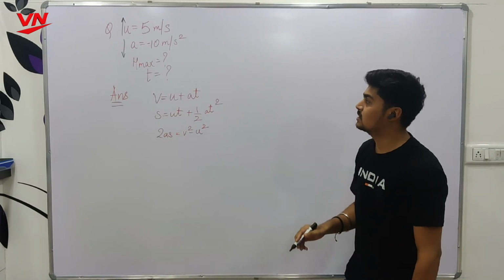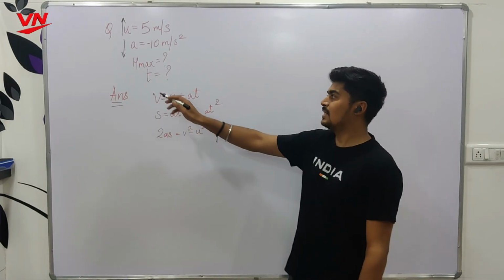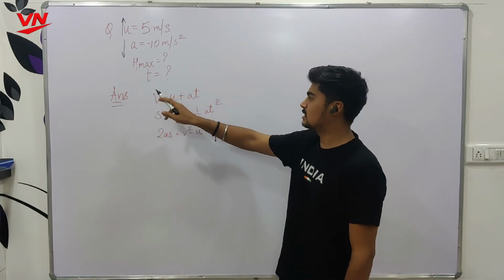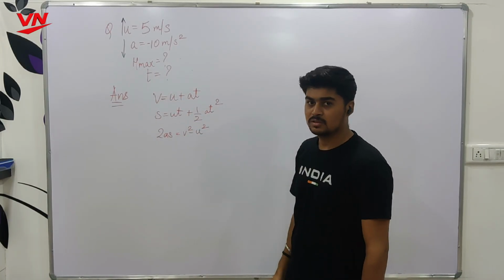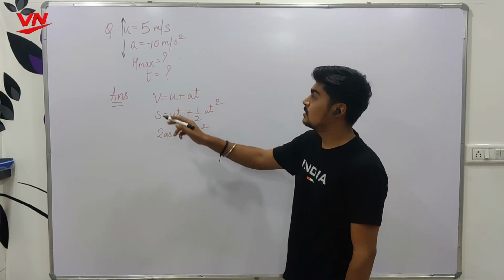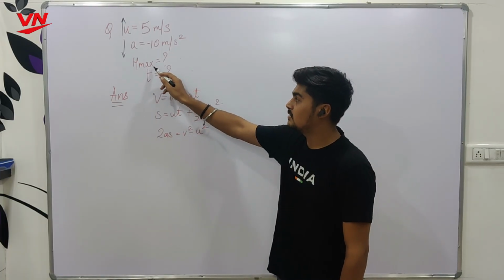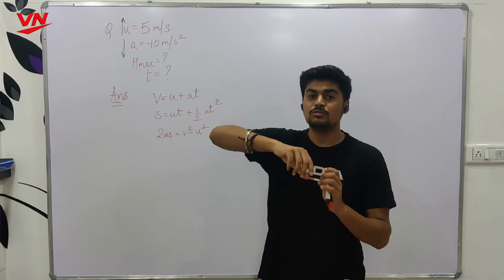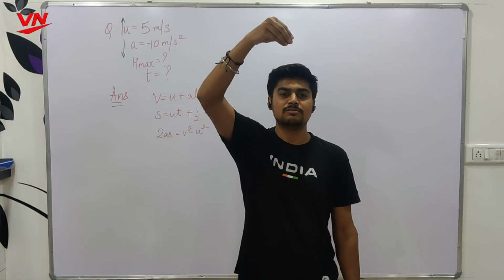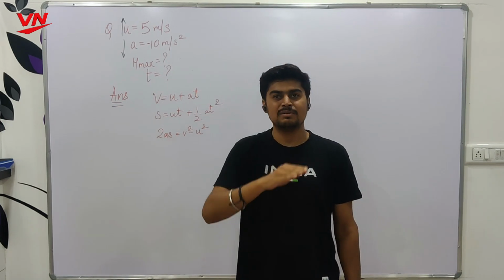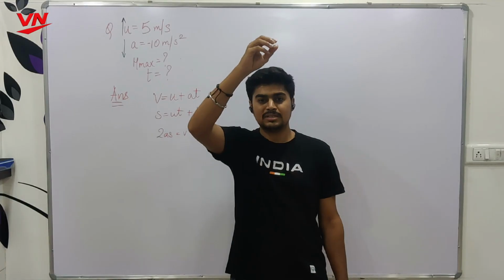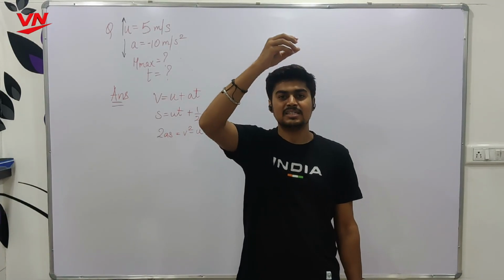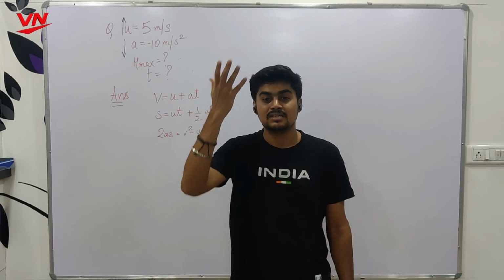Which will be the preferred equation in this case? To find maximum height, or you can say to find the time, which equation can we use? The logic is, whenever the object reaches a maximum height, you know that after reaching a maximum height it will come back. So whenever you take a U-turn, or whenever the particular object or stone changes direction, it will have a velocity of 0.